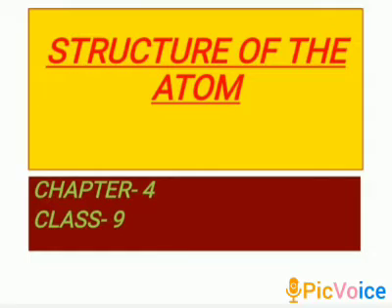Protons and neutrons, they both are present in a small nucleus at the center of the atom. Almost the entire mass of the atom is in the nucleus. Why? Because the electrons which are outside the nucleus have very small mass. And due to the presence of protons, the nucleus has positive charge.